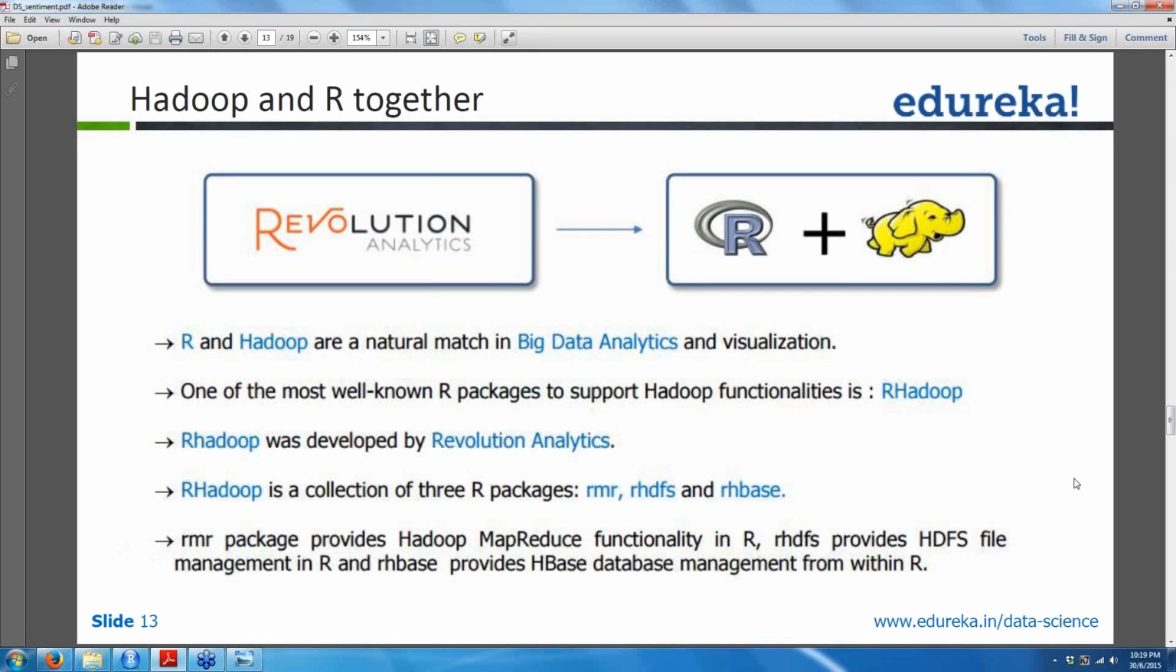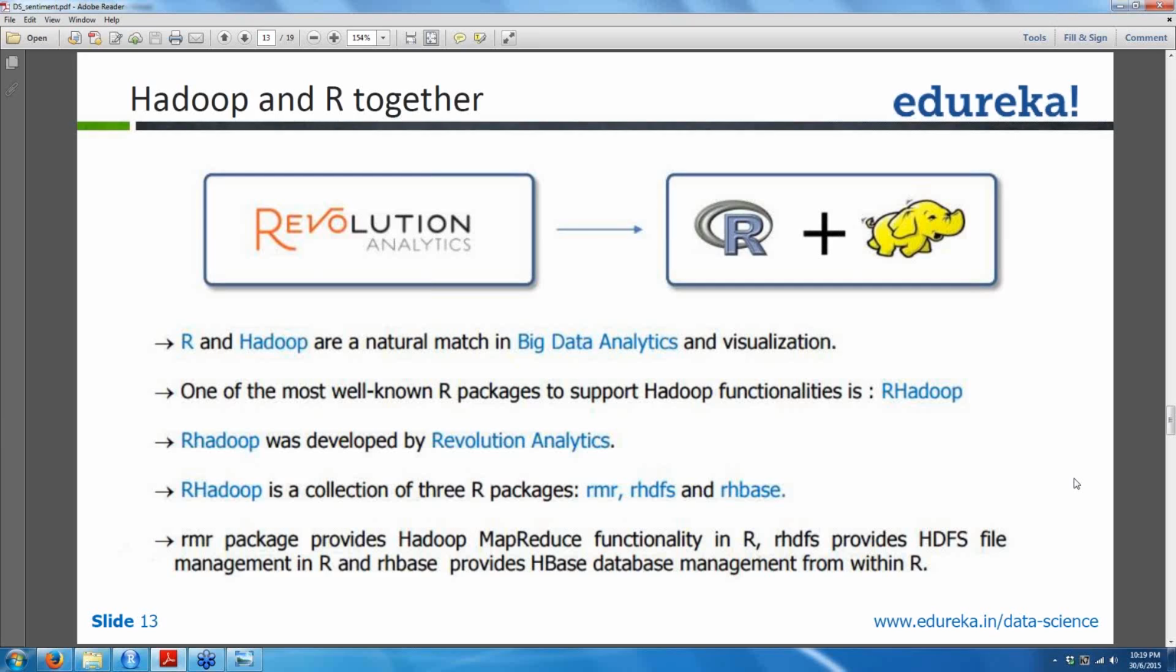Now, why do we want to talk about Hadoop and R together? The reason is that we know Hadoop has become synonymous with big data, when you talk about storing big data. And when you talk about analytics, we talk about R. So putting both of these together, how is it happening?